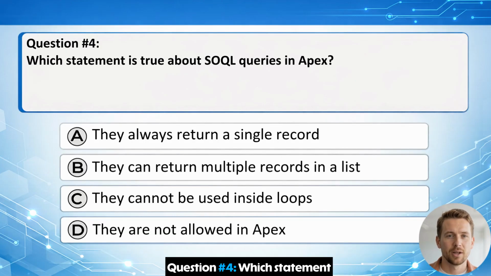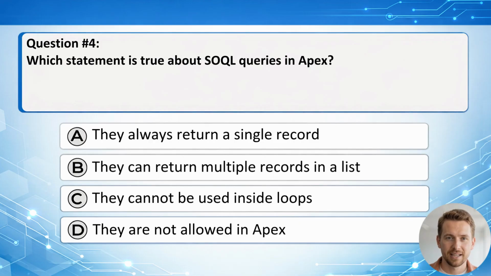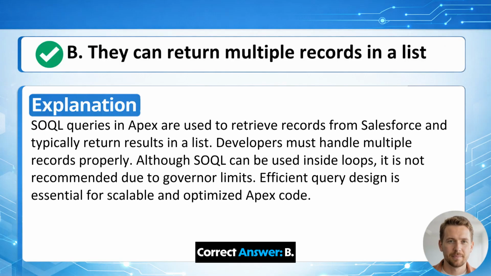Question number 4. Which statement is true about SOQL queries in Apex? A. They always return a single record. B. They can return multiple records in a list. C. They cannot be used inside loops. D. They are not allowed in Apex. Correct answer, B. They can return multiple records in a list.